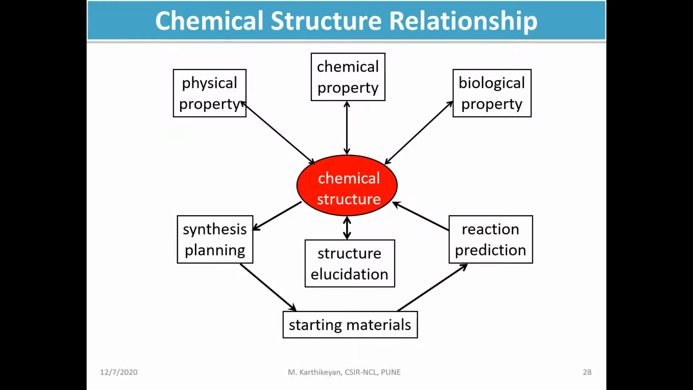This is very important. What is a chemical structure? How is it represented? What information can be derived from the way in which you represent the chemical structures? And then how to use this chemical structure representation for predicting the physical properties, chemical properties, and biological properties.